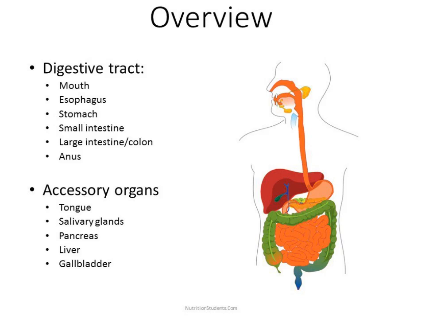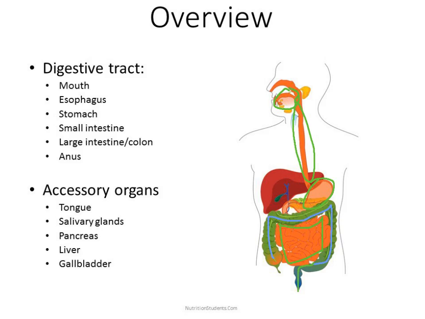First, let's just do a quick overview of all of the basic components. The first part is the mouth, and then the esophagus, which leads to the stomach, and then the small intestine, which leads to the large intestine, also called the colon, and the last part is the anus, which is where the waste is excreted.